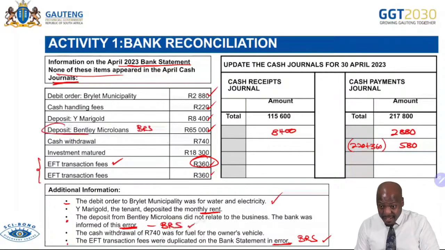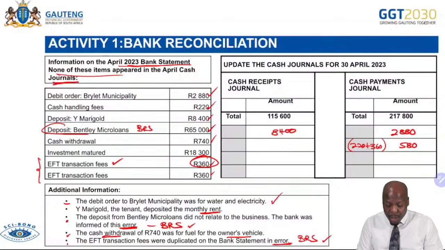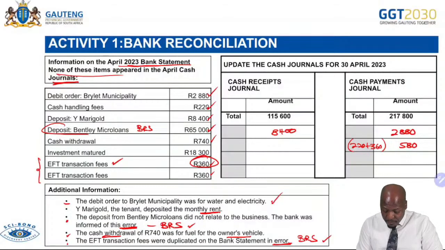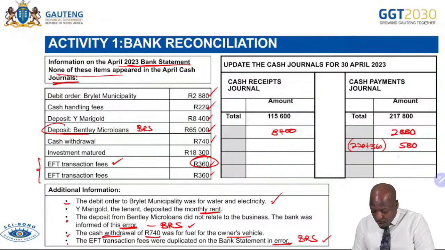The next one then says there is a cash withdrawal of 740. Then the bullet reads: the cash withdrawal of 740 was for fuel for the owner's vehicle. If that is a withdrawal for the owner's personal vehicle, remember that will go now to the cash payments journal, because this is a cash withdrawal. So we're going to come to the cash payments journal. And how much is that? This is 740. So I'll come here, then I'll record my 740.